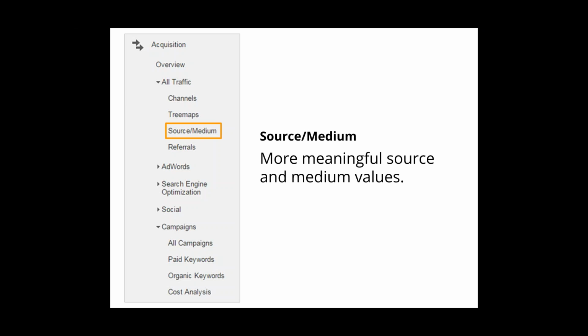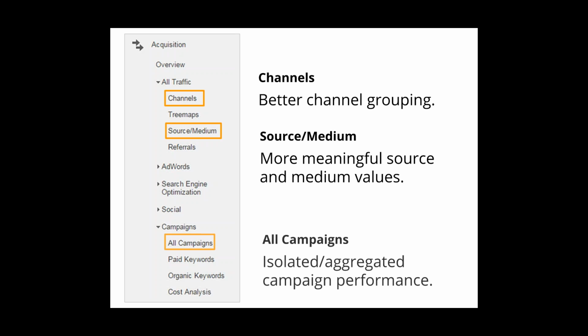So by adding campaign parameters, we get a few benefits. We have more meaningful source and medium values. We have better channel groupings. And we also populate the campaigns report.